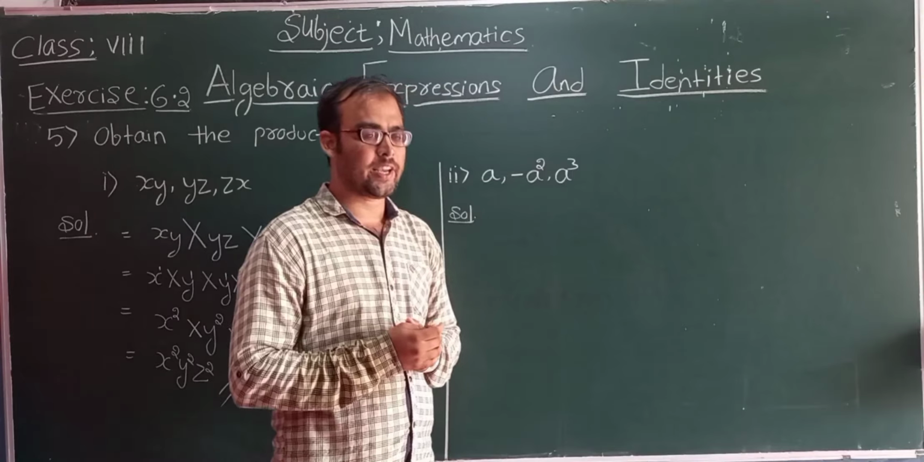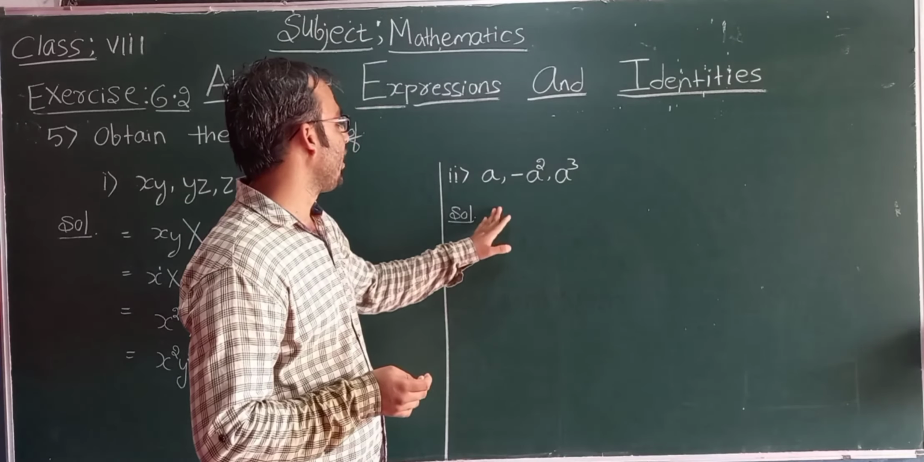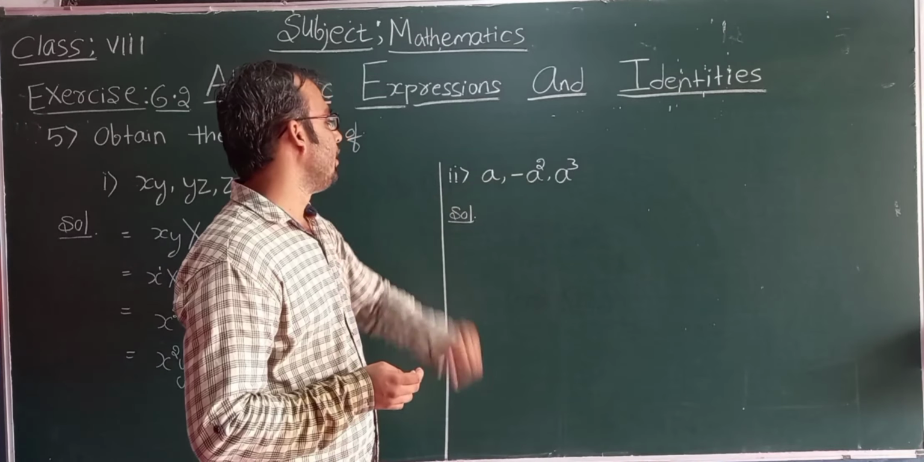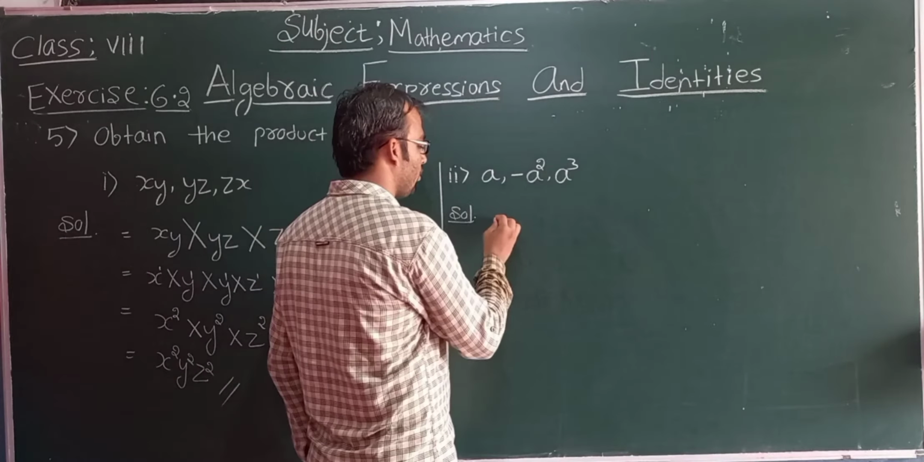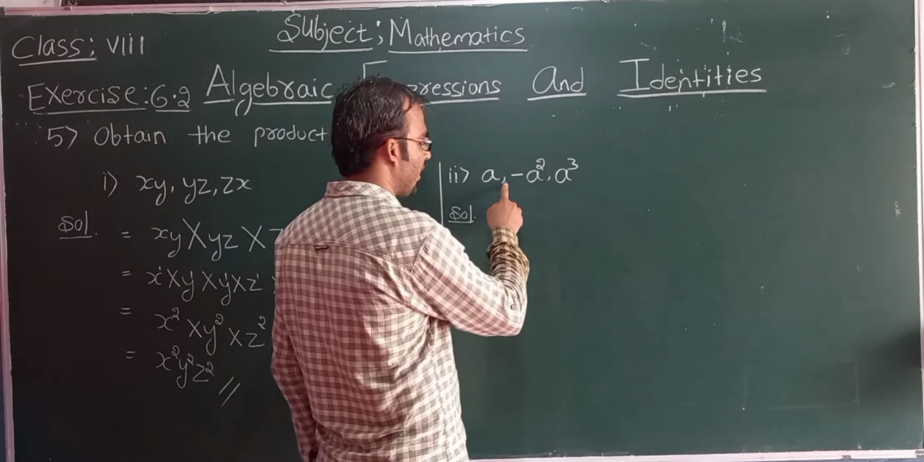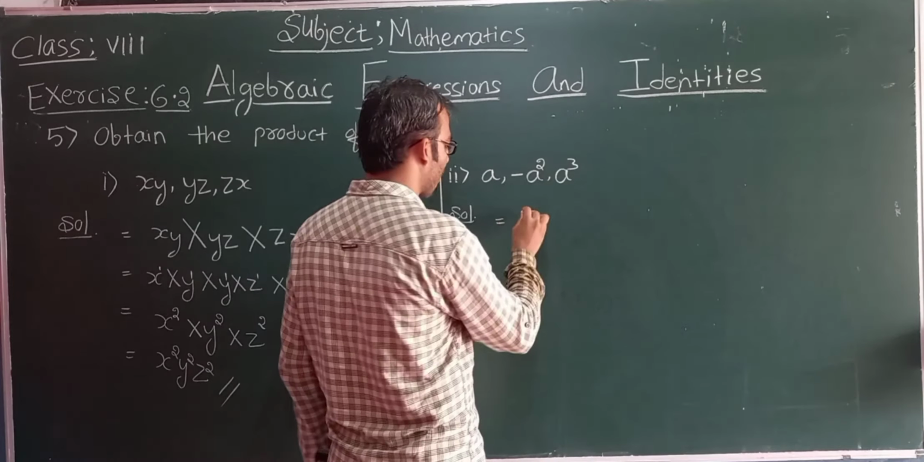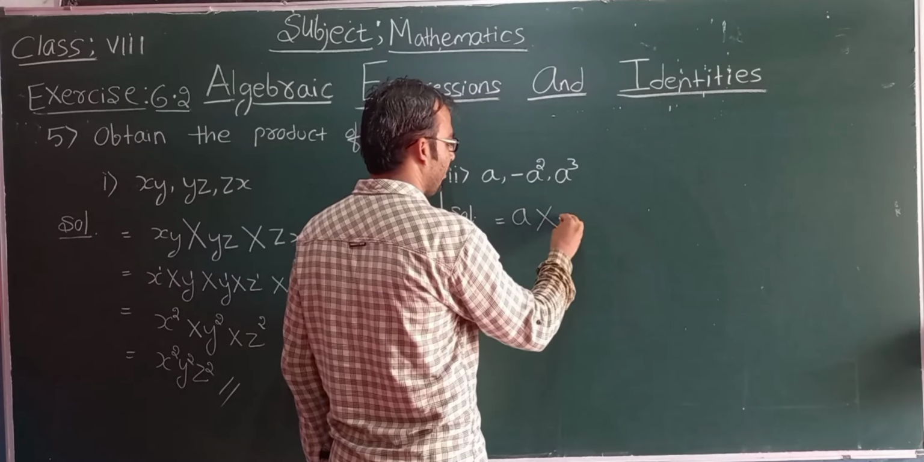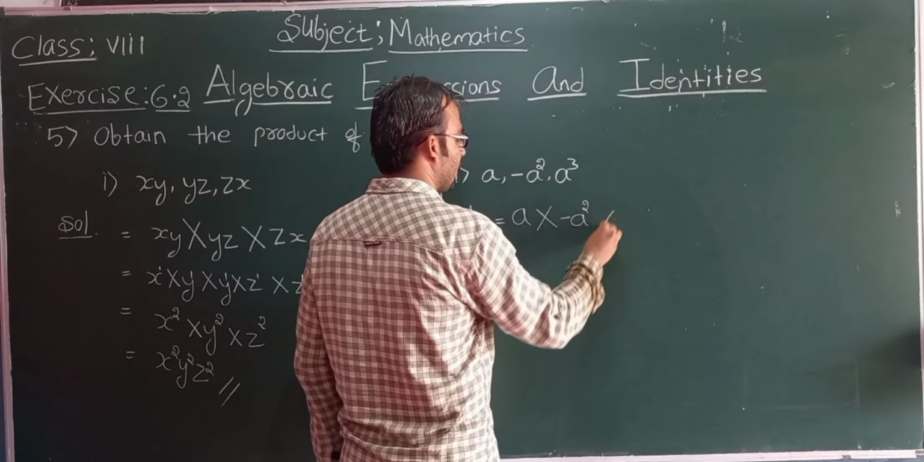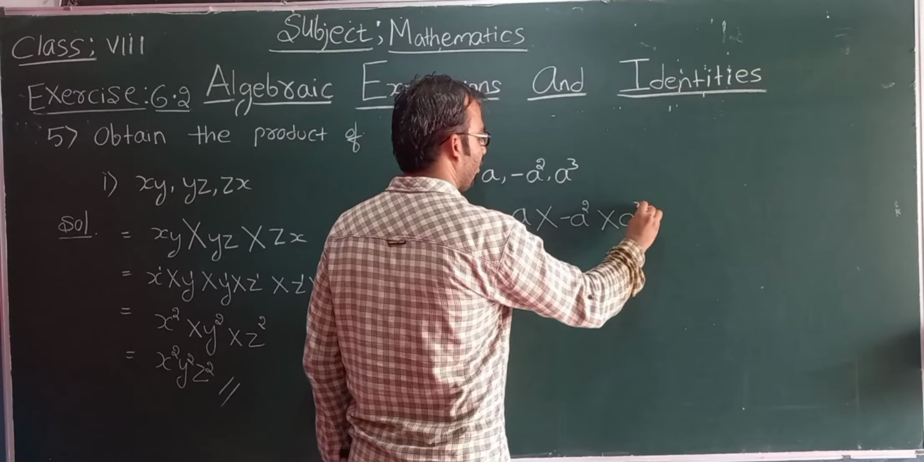Students, now let's solve the second question. What they have given is a comma minus a square comma a cube. What you have to do is place the multiplication sign in place of the comma. So a into minus a square into a cube.